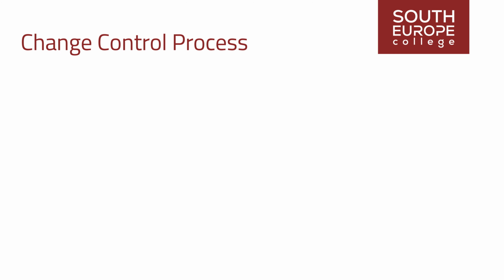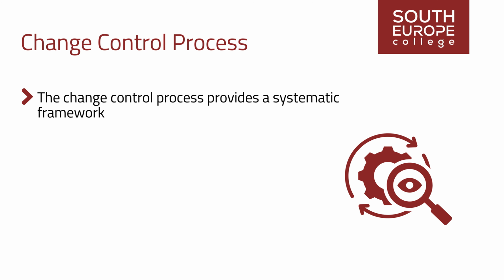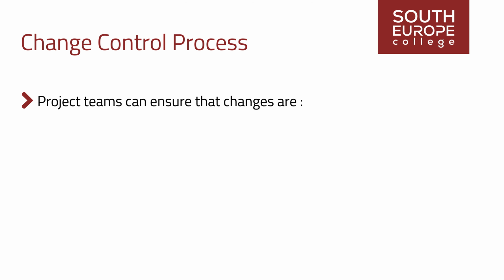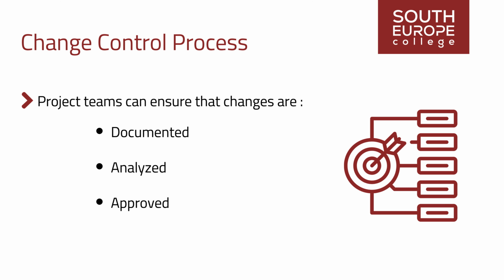The change control process provides a systematic framework for reviewing, evaluating, and approving changes to the project baseline, including those resulting from adjusting risk responses. By following this process, project teams can ensure that changes are documented, analyzed, and approved in a structured manner, thereby minimizing disruptions and maintaining alignment with project goals and objectives.